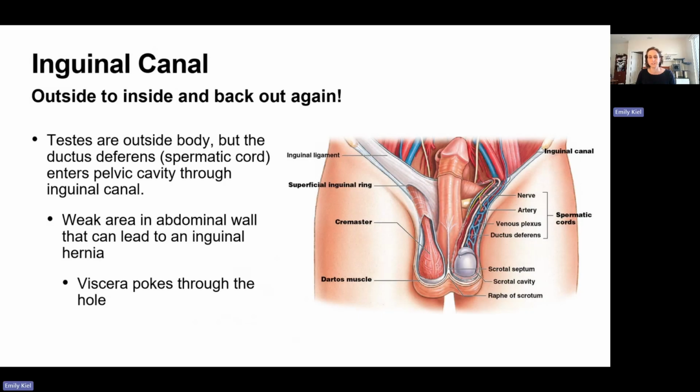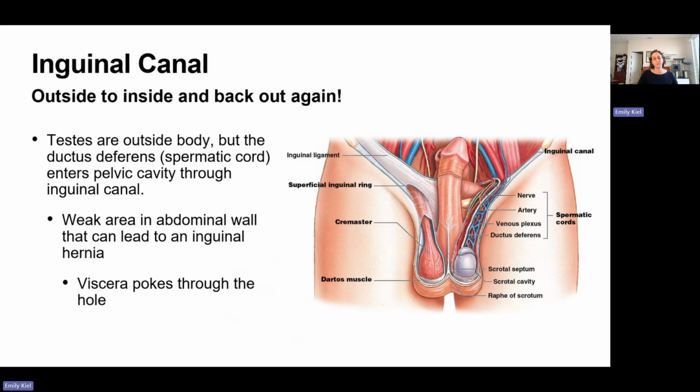But this ring can lead to a weak area, and the abdominal viscera can actually poke through there. And so this is an inguinal hernia, where it can be just little pieces of fat, but depending on how big the opening is, more significant abdominal organs can become stuck there. And then if you're moving around a lot, or if a particularly large piece of tissue is stuck, that can create really significant pain and problems for the health of that tissue.